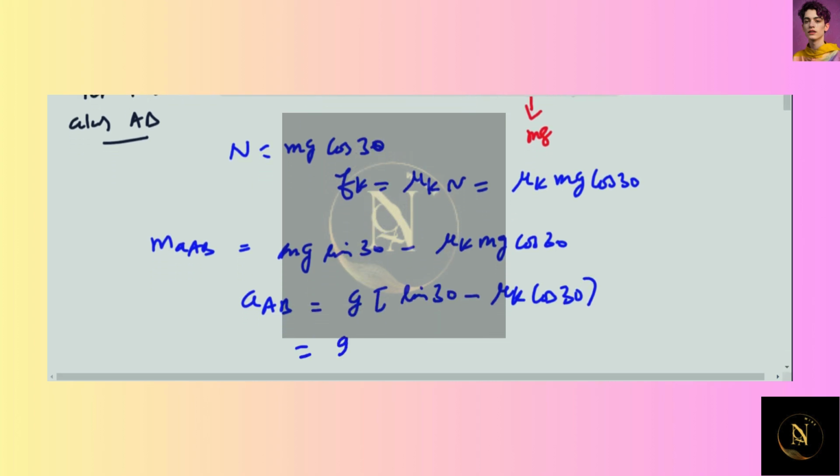Now substitute the values: 9.81 sin of 30 minus 0.3 into cos of 30. So it is equal to 2.3563 meter per second square.